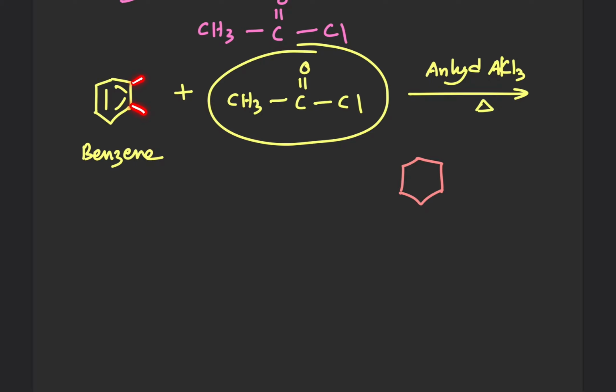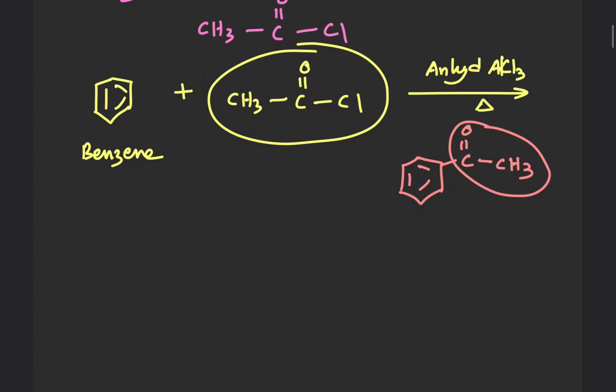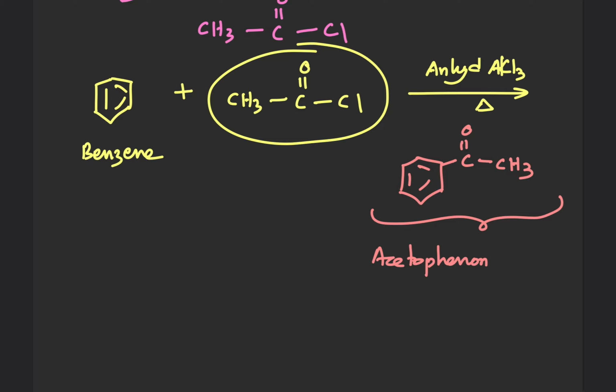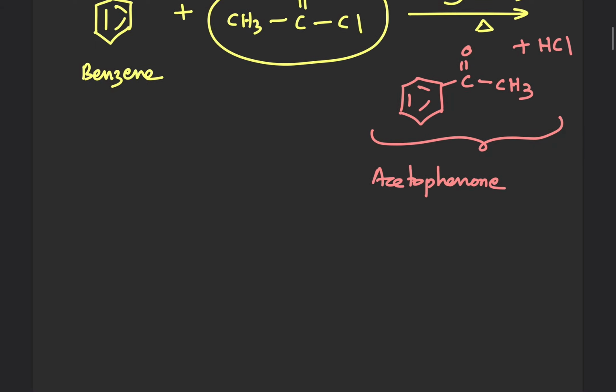Basically, one hydrogen in the benzene ring is replaced by a CH3CO group. So we will get a benzene ring with a CH3CO group, or an acyl group. These groups are in general known as acyl groups. This is known as acetophenone, and obviously we will have HCl as one of the side products. This acetophenone is nothing but our Y.